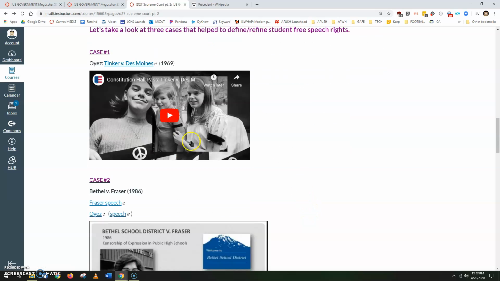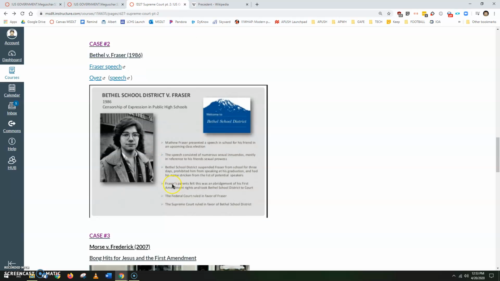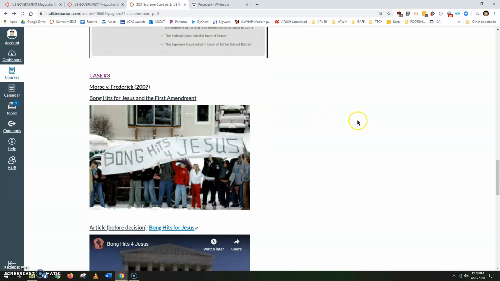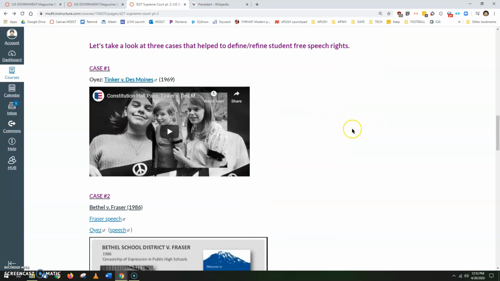We have Tinker v. Des Moines, we have Bethel v. Frazier, and we have Morse v. Frederick. All 3 of these are free speech cases that deal specifically with student rights to free speech. So I'm not going to go through these cases. I think you need to explore that yourself.